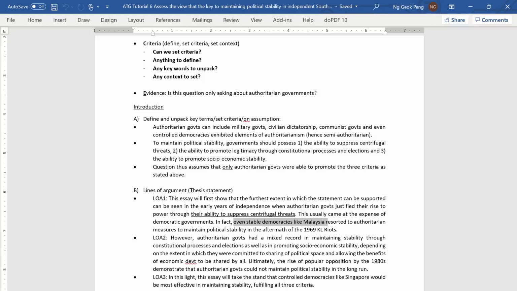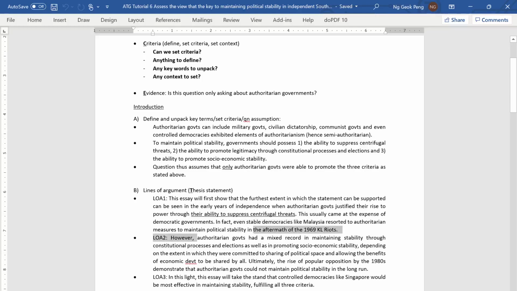Now remember, I don't want you to bring in the outlier examples like Sukarno and the PKI coup, as well as Marcos and the MNLF uprising. Why? Because if you write that, it's going to be an outlier because it's not representative, and you're not going to have a lot of balance. You cannot say criterion 1 effective, criterion 2 and 3 mixed record. You're going to have a very different argument as compared to the others. So look at the more representative case studies. Don't just use Sukarno and the PKI uprising and use it to represent all of Southeast Asia. It's not fair.